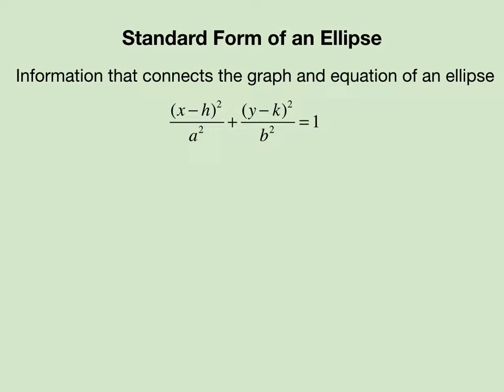In this video, we'll introduce ellipses. The standard form of an ellipse is shown. It's an equation that has x squared and y squared. There'll be denominators, which represent a squared and b squared, where a and b are not the same number. The expressions will be added together, and it will equal 1.